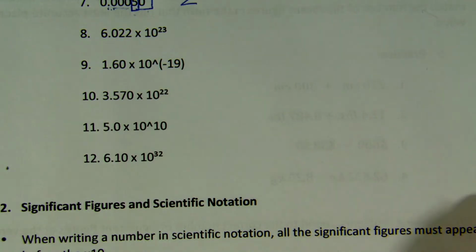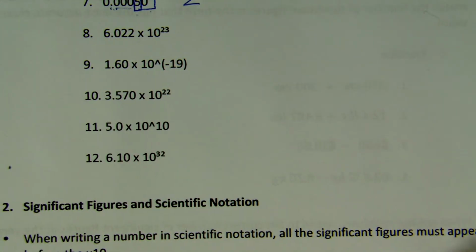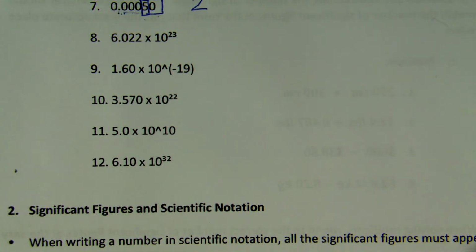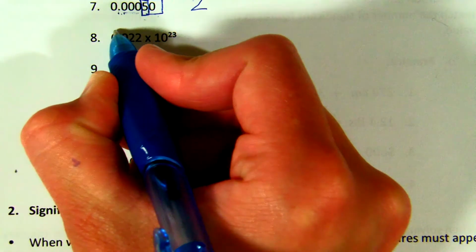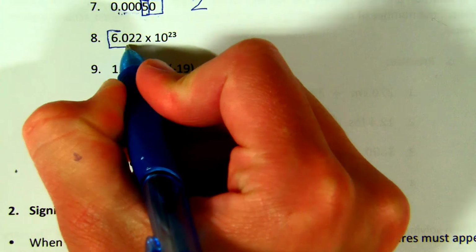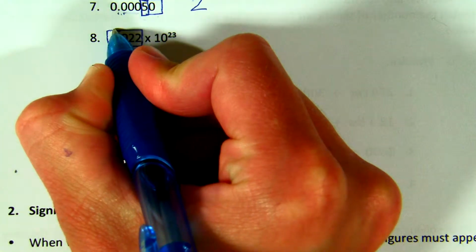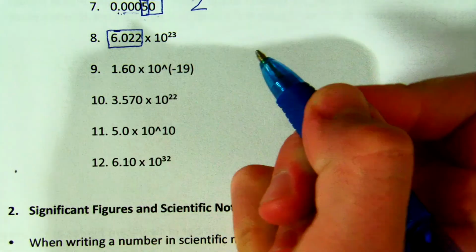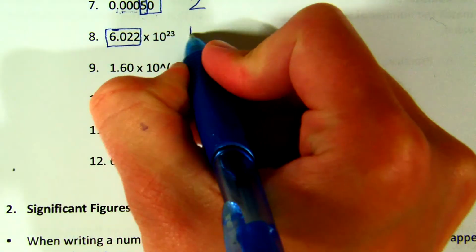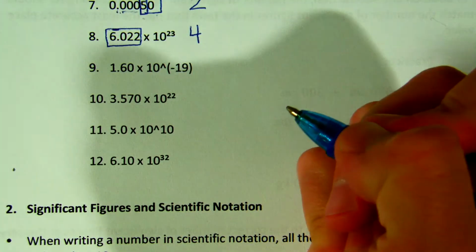Let's take a look at what that looks like when a number is written in scientific notation. For example, number 6. The same 3 steps will work, so we can box our non-zero digits. And then there is a decimal, but there's nothing trailing it, so we see right here that we have 4 significant figures.